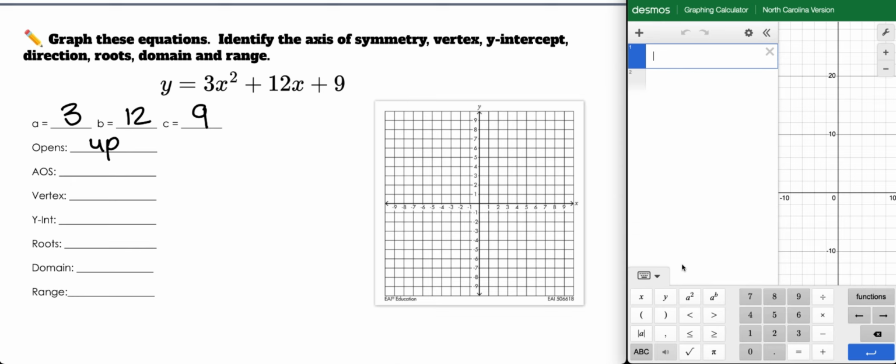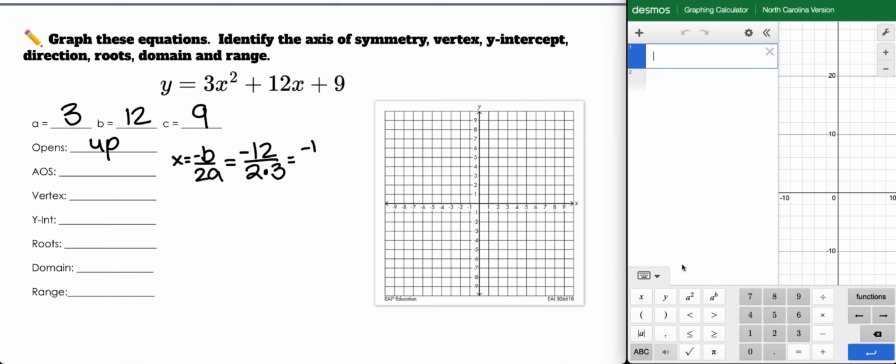Okay, now we're going to find our axis of symmetry. The axis of symmetry is based off our formula, which is x equals negative b over 2a. Now the negative is already there. Our b value is 12, so we're going to put that beside the negative. We're going to divide that by 2 times our a value, which is 3.